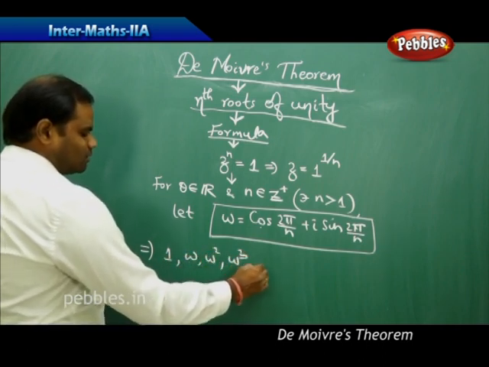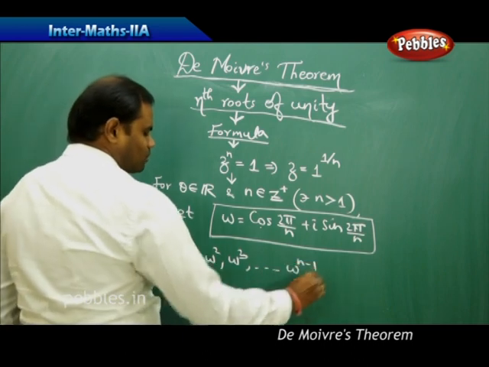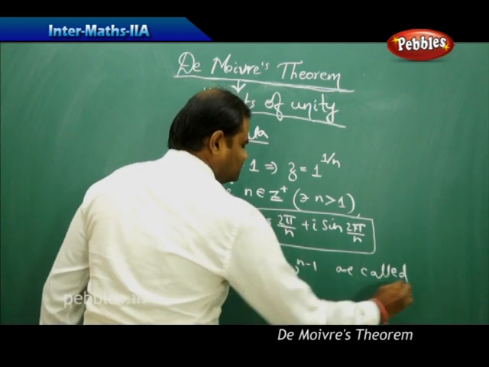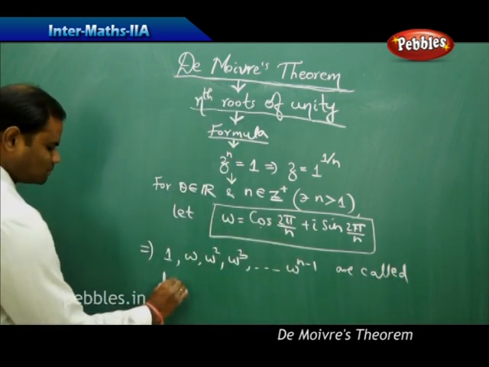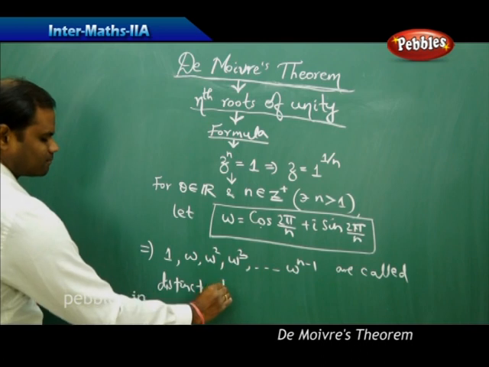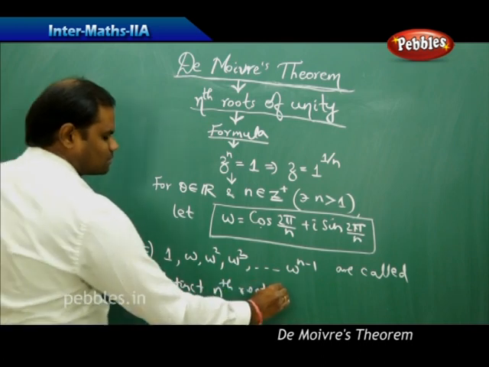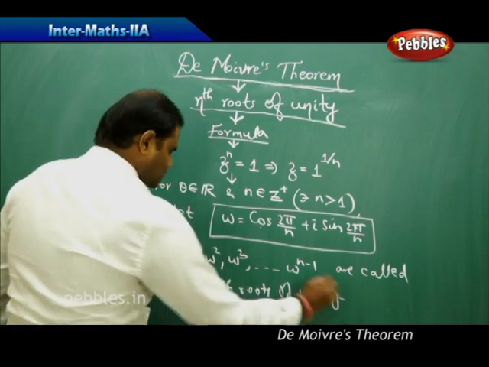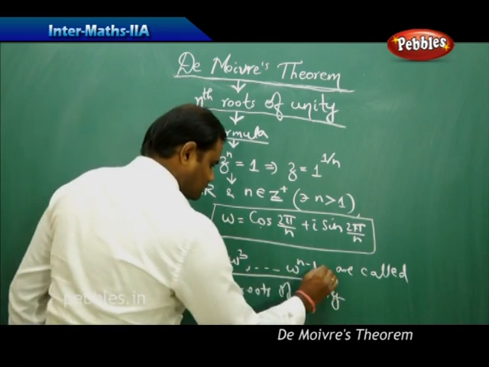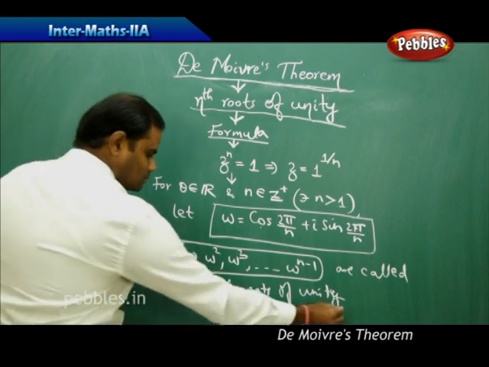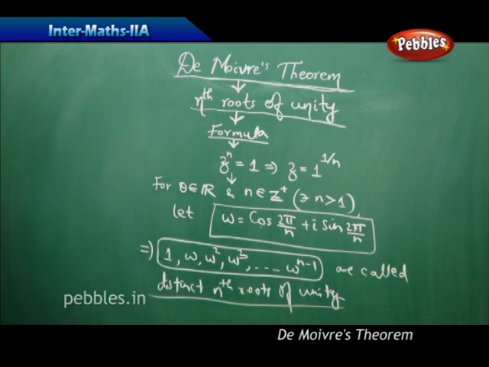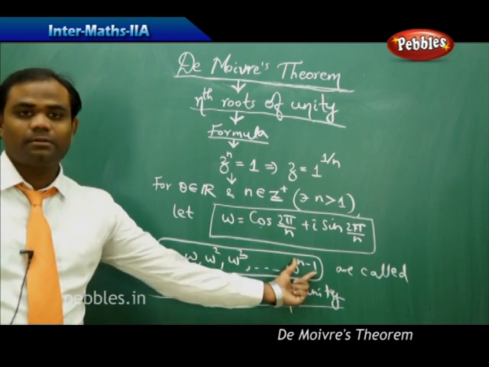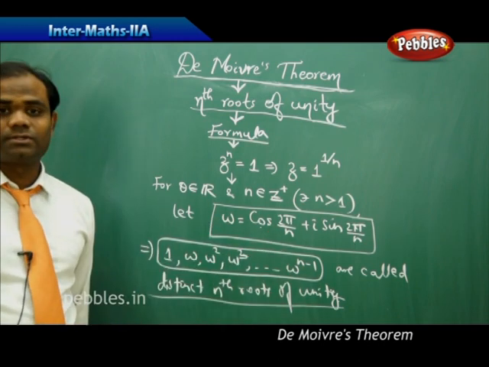1, omega, omega square, omega cube, and omega power n minus 1 are called distinct nth roots of unity, is how we understand nth roots of unity are 1, omega, omega square till omega n minus 1, where omega is this.